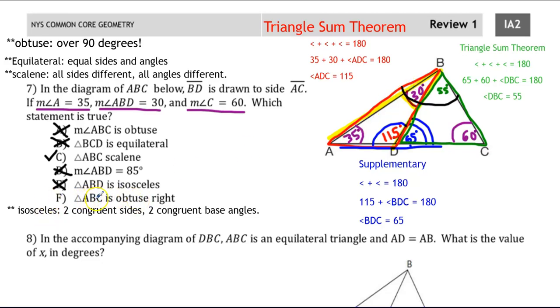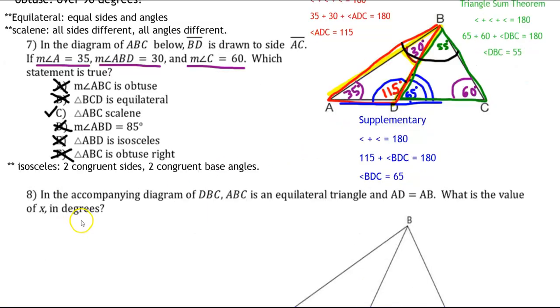Last but not least, triangle ABC, which is from A to B to C, the big triangle now, is obtuse and right. Well, first of all, obtuse means over 90 degrees. Right means equal to 90 degrees. So there's no way any triangle could be obtuse and right at the same time. It doesn't matter what the diagram says, because obtuse means one angle is going to be greater than 90. Right means one angle is equal to 90. And if you were to add these two numbers together, you get over 180 already, and the triangle sum theorem as well. You can't have three angles that are more than 180 in a triangle. Okay, so that does not work. Let's move on to number 8.